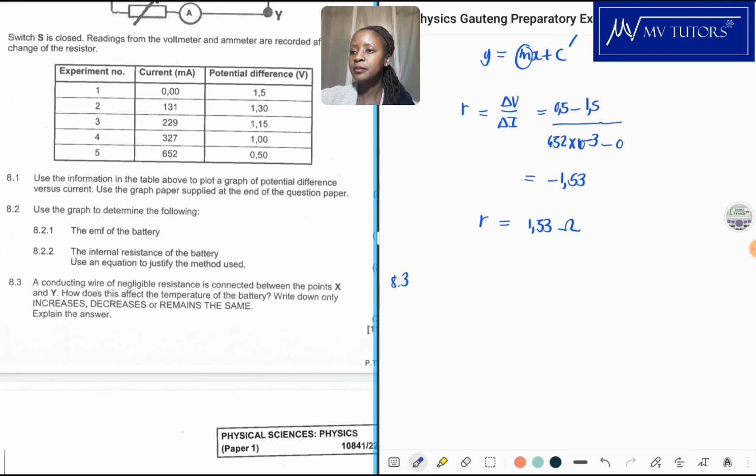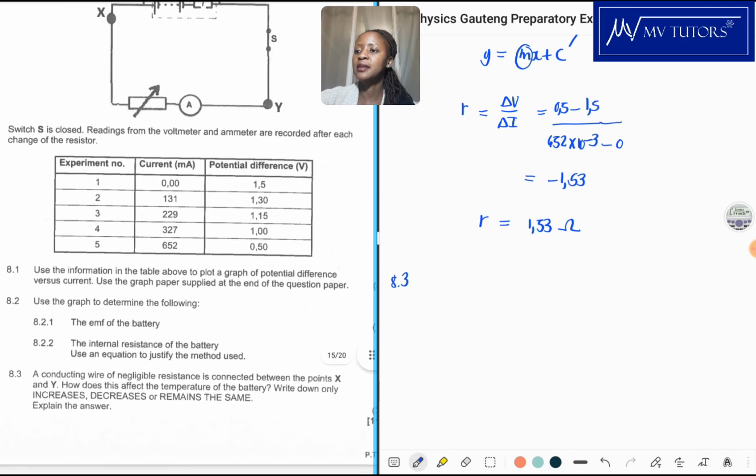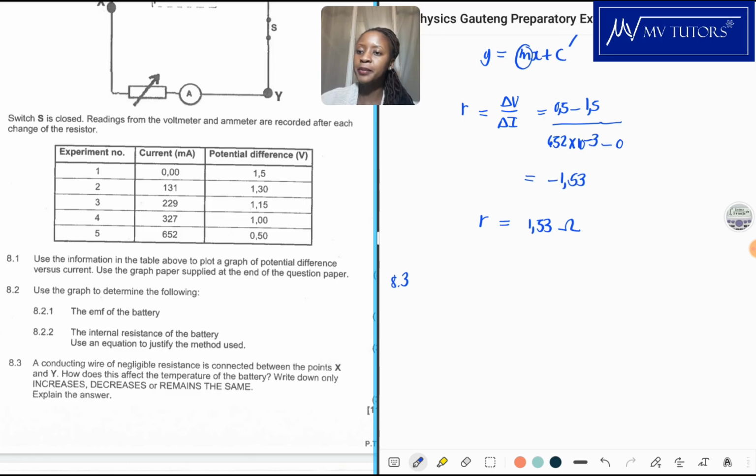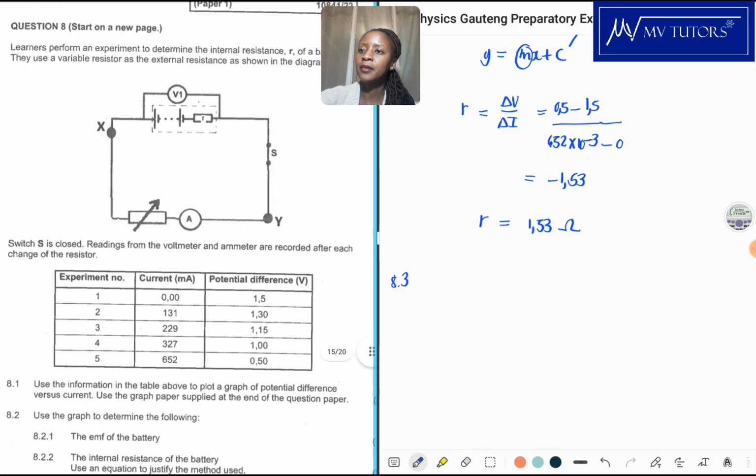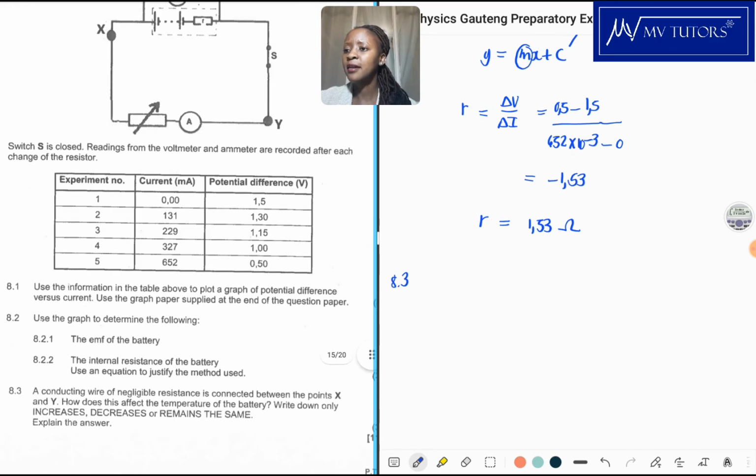So, if you are going to put a conducting wire between X and Y, okay, I'm assuming that this variable resistor is removed now or something. Okay, so now the temperature of the battery, remember the internal resistance is at the battery, okay? So if you have a high resistance, then your temperature will decrease. If you have a low resistance, then your temperature will increase.